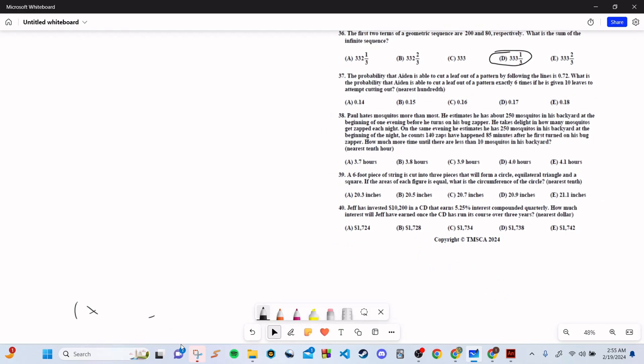But moving on to the next question, question 37. The probability that Aiden is able to cut a leaf out of a pattern by following the lines is 0.72. What's the probability that Aiden is able to cut a leaf out of a pattern exactly 6 times? He's given 10 leaves to attempt cutting out.